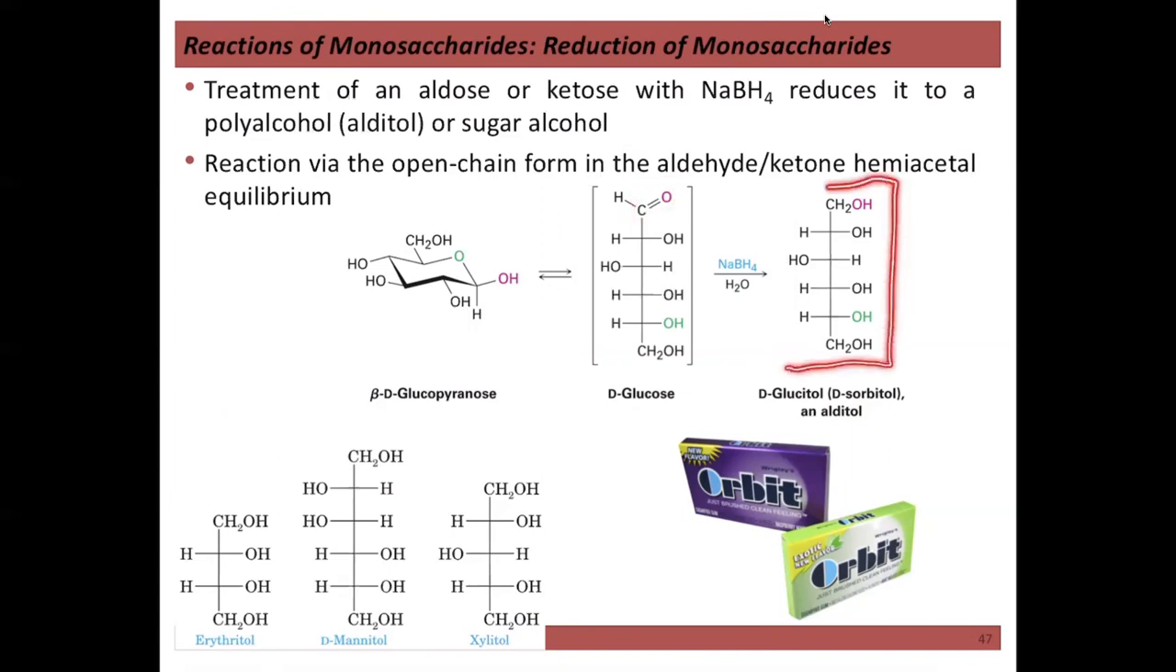So these molecules right here are artificial sweeteners, non-nutritive, because we can't process them because of the lack of the carbonyl there. And so there's a bunch of them out there that you'll see: erythritol, mannitol, xylitol. These are all artificial sweeteners, referred to as non-nutritive sweeteners or sugar alcohols. They also have some other properties.